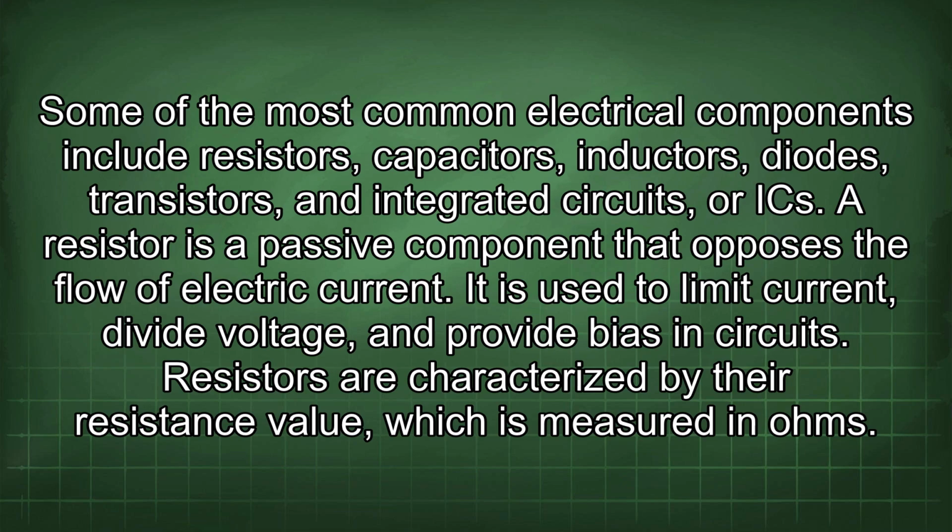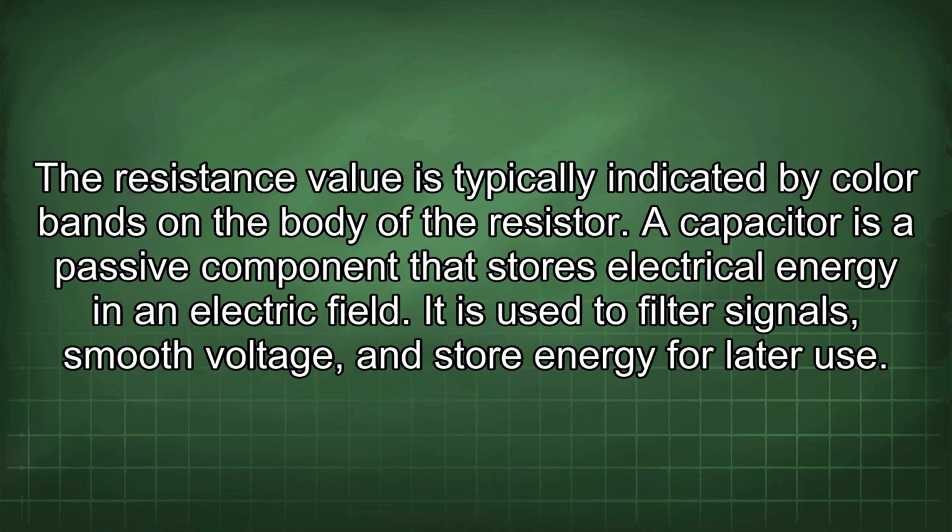A resistor is a passive component that opposes the flow of electric current. It is used to limit current, divide voltage, and provide bias in circuits. Resistors are characterized by their resistance value, which is measured in ohms. The resistance value is typically indicated by color bands on the body of the resistor.